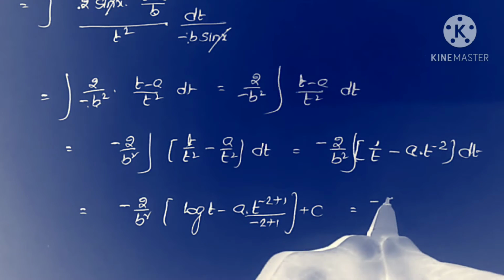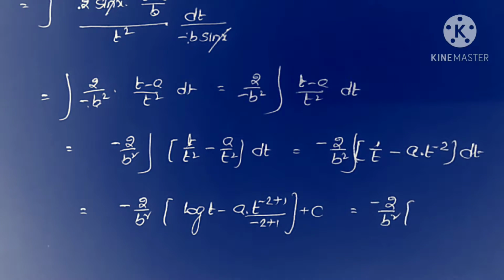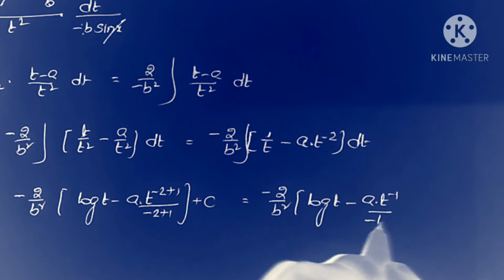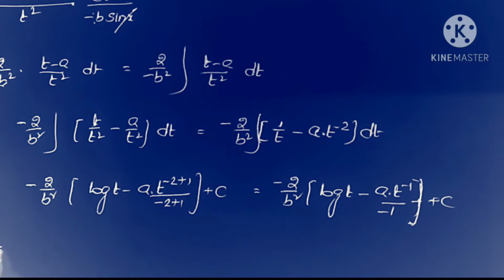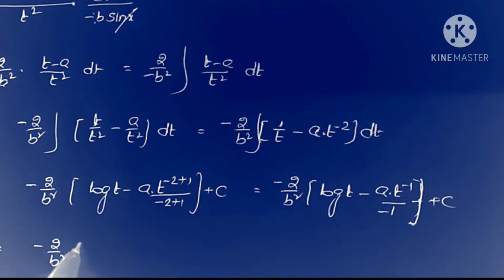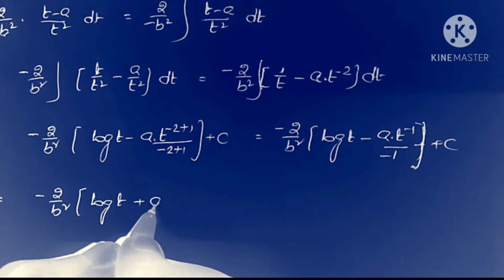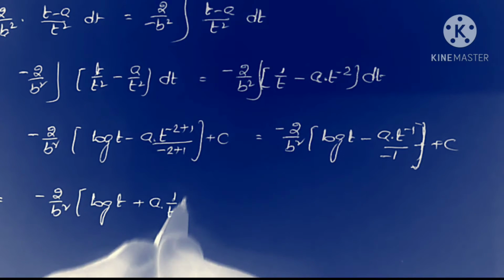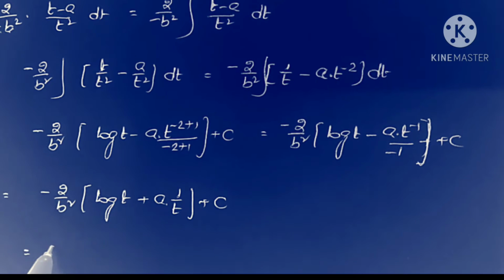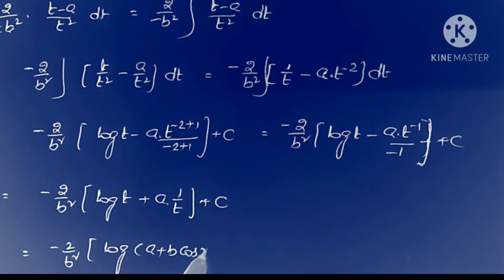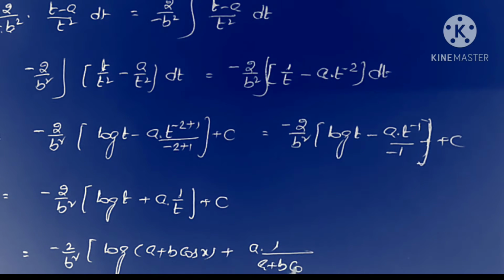Now this is equal to minus 2 by b square into log t minus a into t power minus 1 by minus 1 plus c, which is equal to minus 2 by b square into log t minus of minus becomes plus a into t inverse, that is 1 by t plus c. Now replacing the t value: minus 2 by b square into log of (a plus b cos x) plus a into 1 by (a plus b cos x) plus c. That's all. This is the answer.